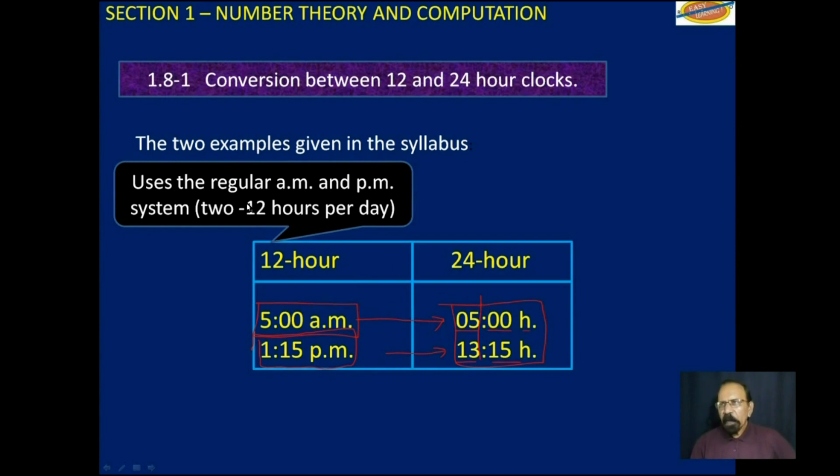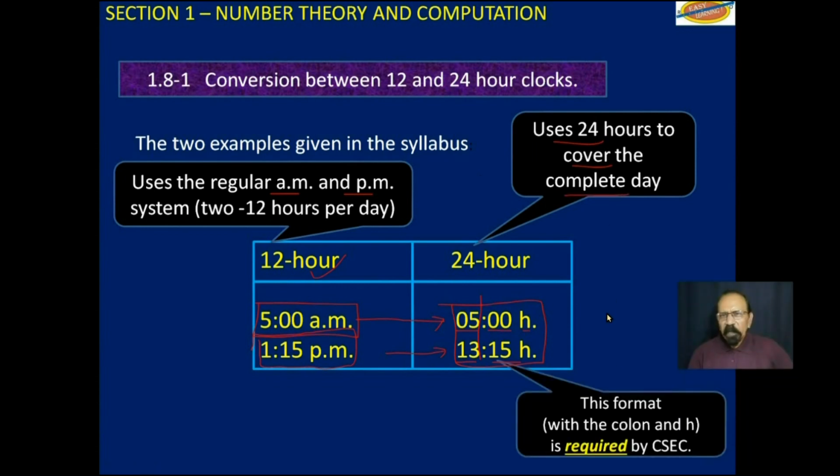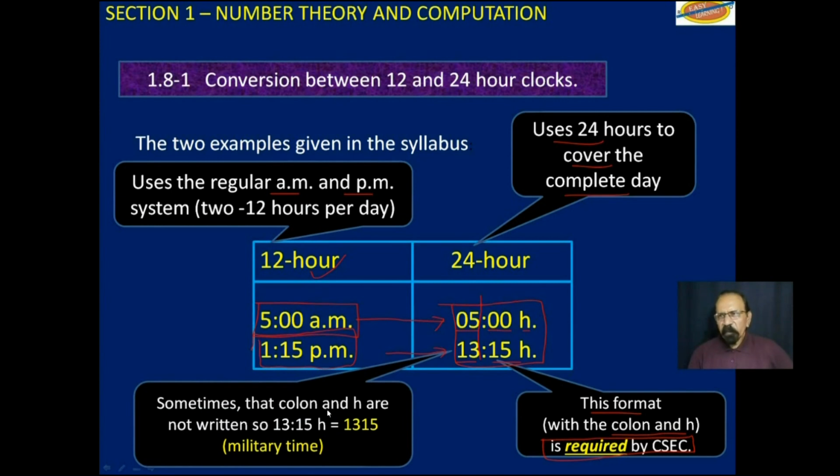So the regular AM and PM is applicable to the 12-hour system. For the 24-hour system, there is no AM and PM. The 24 hours cover the complete day. Note that this format that you see here, with the colon and the H, is required by CSEC. Now there is another 24-hour system called military time. So we are not going to confuse the military time with the time that CXC requires that we learn.